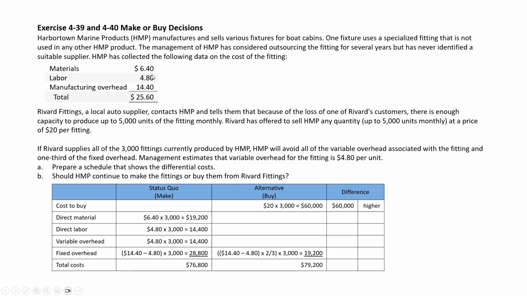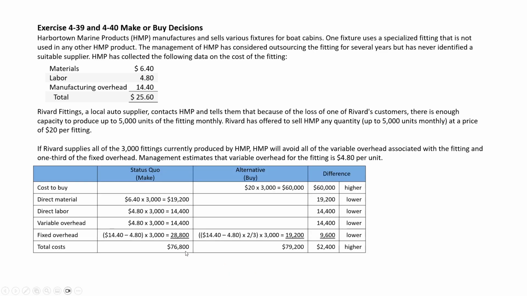To make it, $6.40 in material cost. That's going to be a variable cost; times 3,000 is $19,200. Direct labor is also going to be variable: $4.80 times 3,000, $14,400. Variable overhead, remember, manufacturing overhead is total overhead of $14.40. They've identified that as $4.80 times 3,000 units, which is $14,400. Adding those three variable costs to our fixed cost of $28,800, we get a total cost to make it of $76,800.